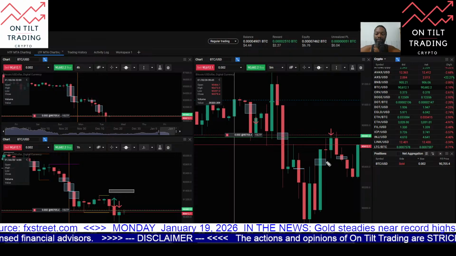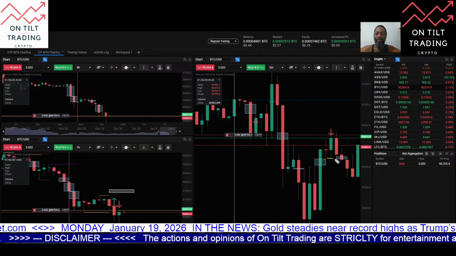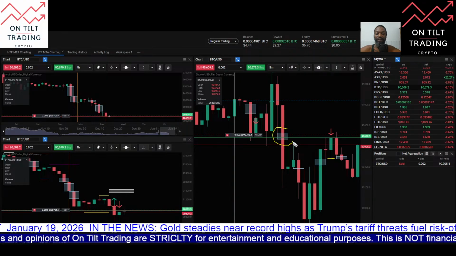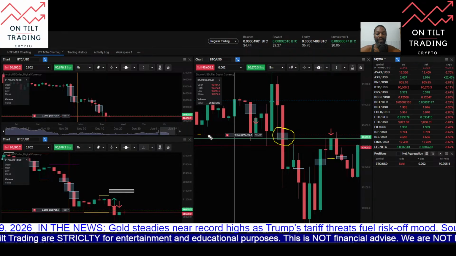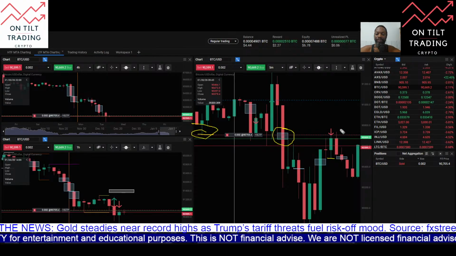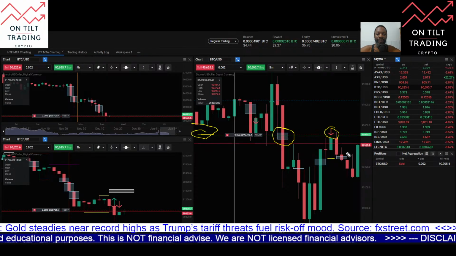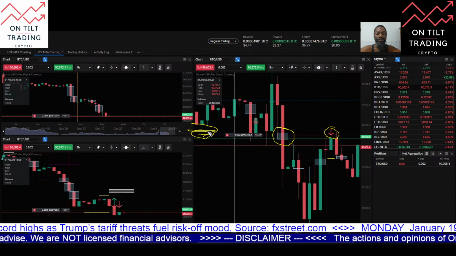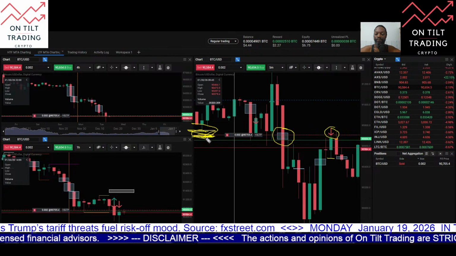Price did not trade back into this bullish fair value gap before returning to this bearish fair value gap here that is at my area of interest. So I take an entry here at 9705.4 as price tests my area of interest right here, the swing low.